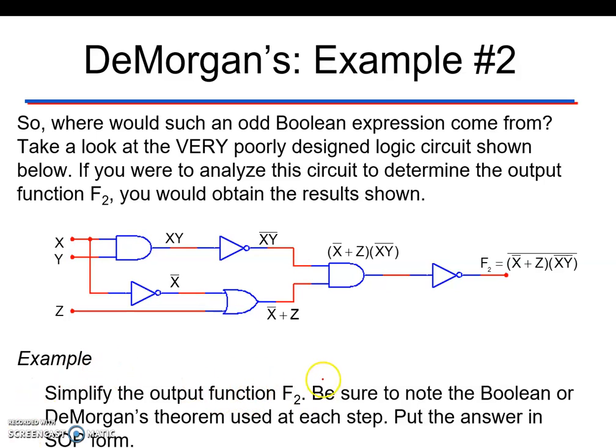So simplify the output function of this one. Be sure to note the Boolean or DeMorgan's theorem used at each step. Put the answer in sum of products form. So again, the first thing you would do is break this line, split it into two, put a plus sign between the two. You're going to have a double not here, or double inverter, so these will cancel out and you'll have the next y. You would then have to split this guy and you'll have a double x here that's going to cancel out and you'll be left with a not z.